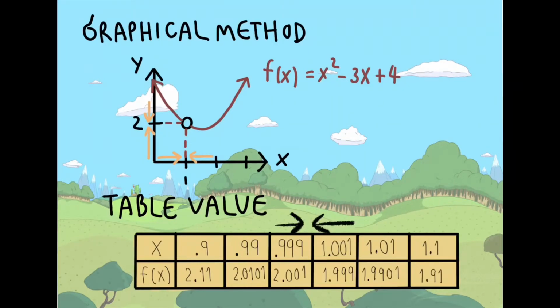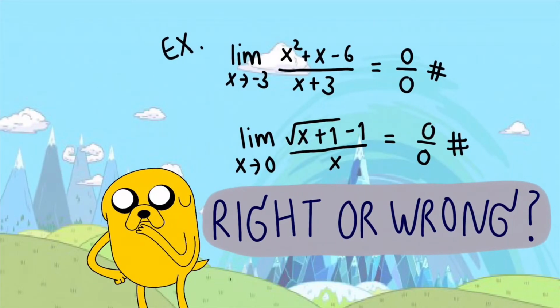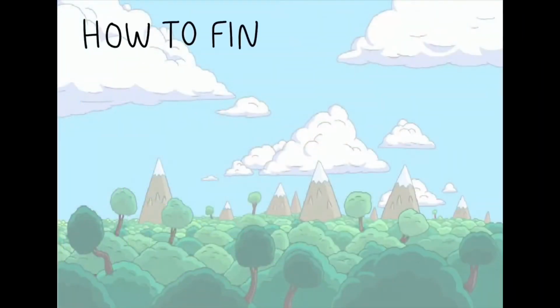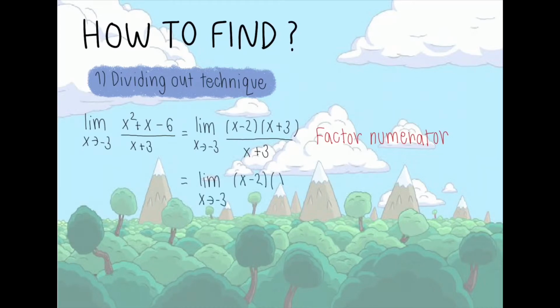The second method is the table of values. The algebraic way: first, we use direct substitution to evaluate the limit. 1 to the power 2 minus 3 times 1 plus 4 equals 2. In some cases, direct substitution produces infinity or negative infinity in both the numerator and denominator. It is called an indeterminate form. Therefore, we have to use dividing out techniques and rationalizing techniques to solve this kind of problem.